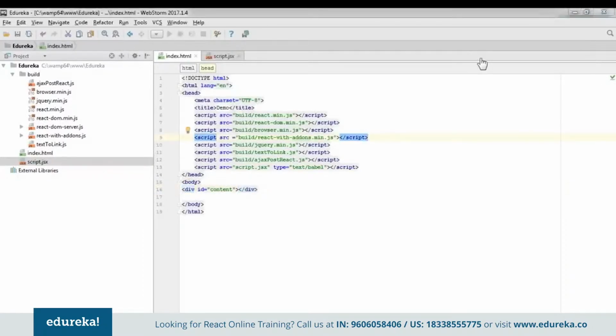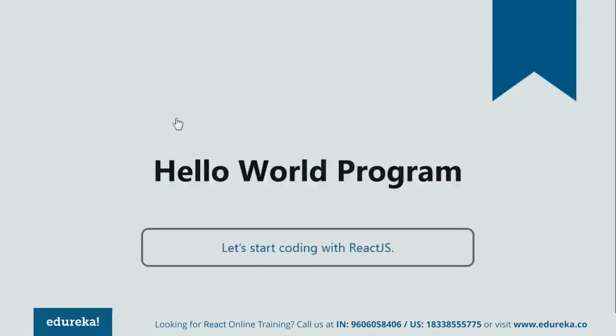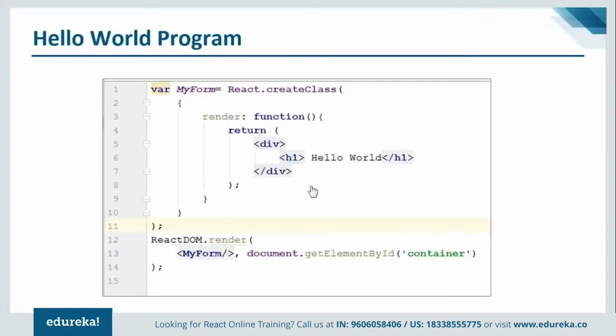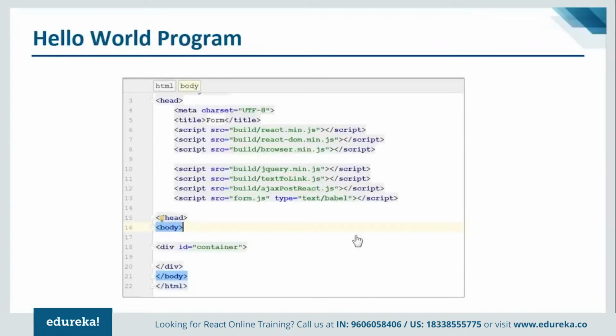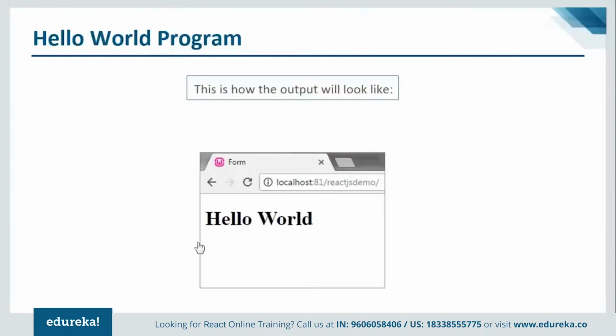Now what I need to do is just run this file. So now you can see that Hello World is showing. That means we have successfully compiled our program. And this is how ReactJS is working. So here you will see that I've written the same program. Okay, and this is my HTML file. And then this is what we saw in the output.